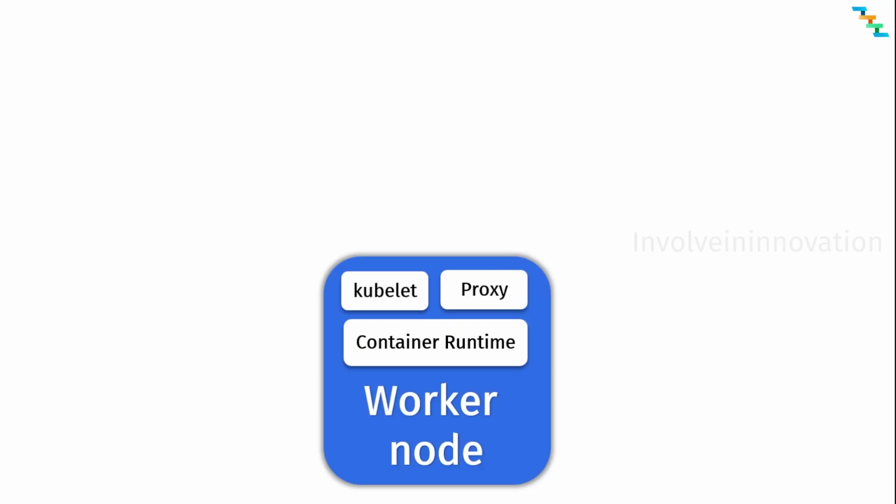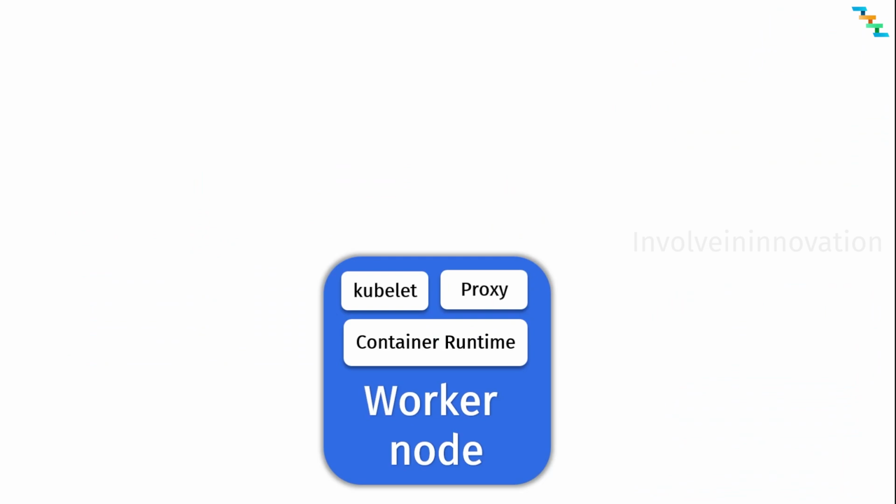Now we will see about the worker node. Till now we have learned about the control plane and various components in the control plane. The control plane is the one which manages the worker node. The worker node is the place where the application really runs. Now we will see about the worker node and its components in detail.